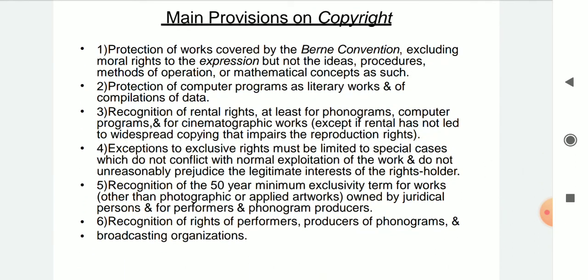The main provisions on copyright: protection of works covered by the Berne Convention, excluding moral rights; protection of expression but not ideas, procedures, methods of operation, or mathematical concepts as such; protection of computer programs as literary works and of compilations of data; recognition of rental rights; exclusive rights must be limited; then recognition of a 50-year minimum term of protection for works, and recognition of the rights of performers, producers of phonograms and broadcasting organizations.